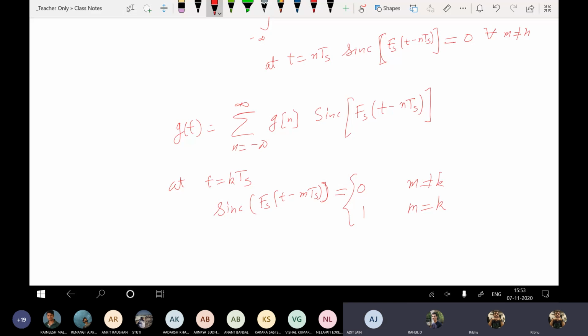Sir, actually, in the above, at t equal to mTs should have been written. That's why we got confused, I guess. Oh, sorry. So now is it okay? Yes, so at nTs it is 1. So that is basically the property of sin(πt) over πt.